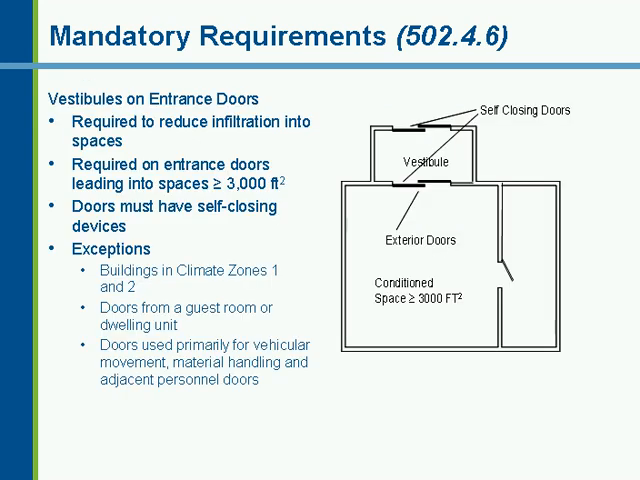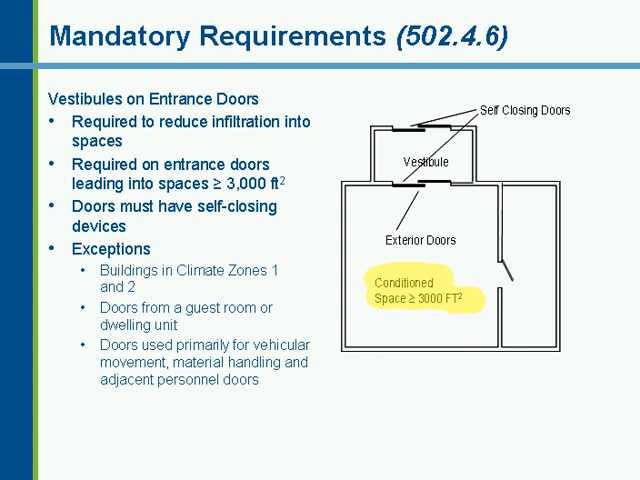Another requirement that was in the 2003 IECC is a requirement for vestibules. And essentially, a vestibule has to be placed on the exterior doors leading from a conditioned space greater than or equal to 3,000 square feet. Not a conditioned building, but a conditioned space. So in the diagram on the right-hand side, the exterior doors leading out to conditioned space greater than or equal to 3,000 square feet would need a vestibule.